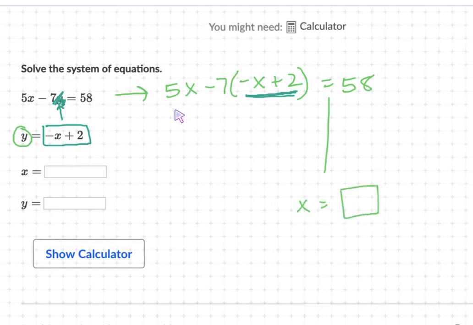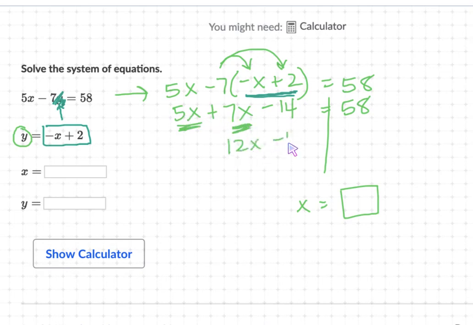Let's solve this. This is 5x. This is negative 7 being multiplied by everybody inside. So we got to be careful there. Negative 7 times another negative is positive 7. Keep that x. Negative 7 times 2 is negative 14. So it becomes a minus 14. And then we got rid of our parentheses. Then we're going to combine our like terms on this side. 5x plus 7x is 12x.